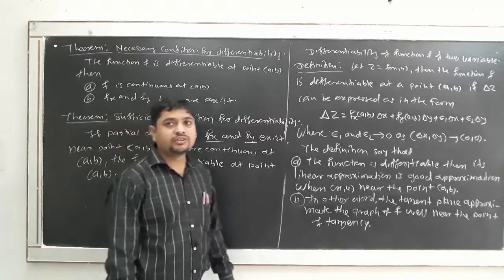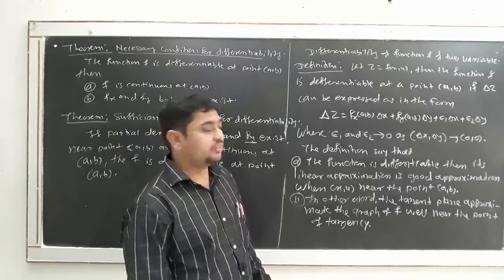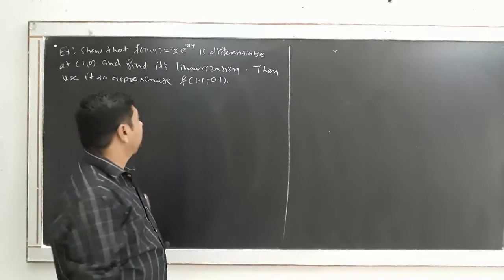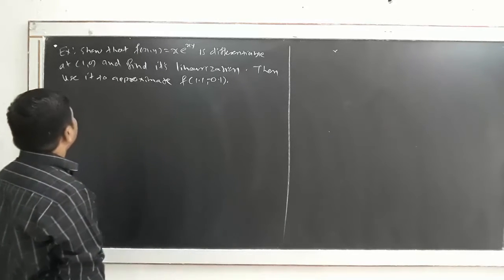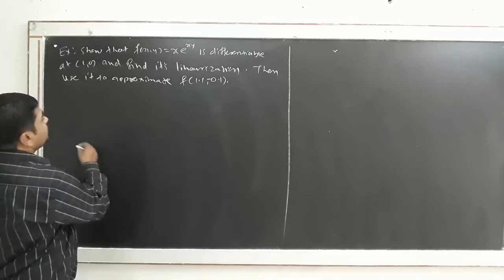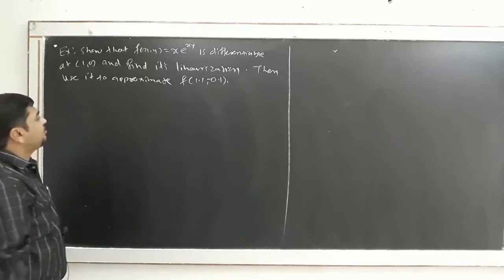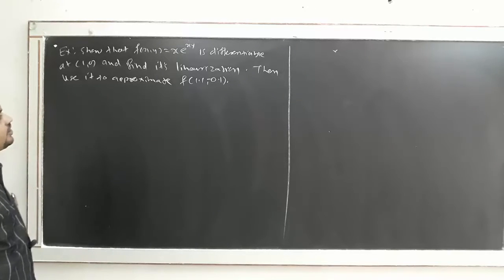So we will take one example on this. So we solve one example. What is the example? Show that the function f of x, y is equal to x e raised to xy is differentiable at 1, 0 and find the linearization. Then use it to approximate f of 1.1, minus 0.1.